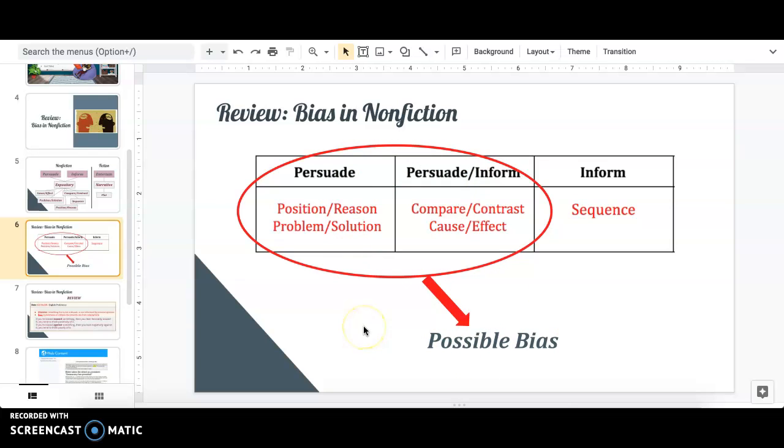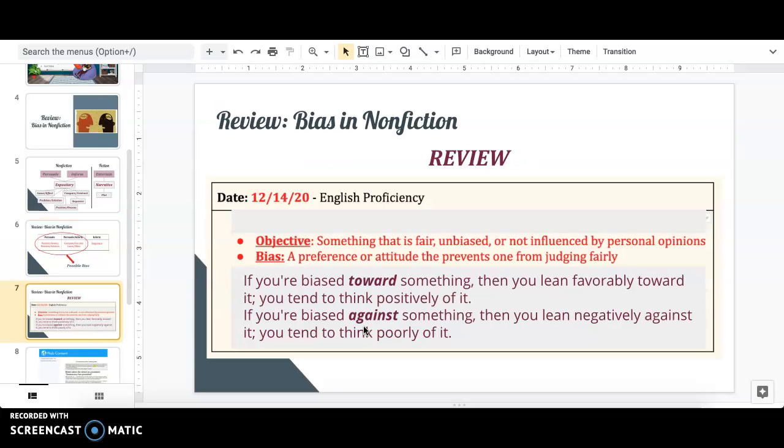Okay, if a text is trying to persuade you or convince you of their solution, they are going to be a little biased. So here are the definitions that we need to make sure we know. Objective and bias are opposites of each other. Objective is when something is fair, it's not influenced by your personal opinions, you're just stating the facts like they are. You're not playing any favorites. Bias is the opposite. Bias is when you do have favorites. You have a preference or an attitude that prevents you from judging fairly.